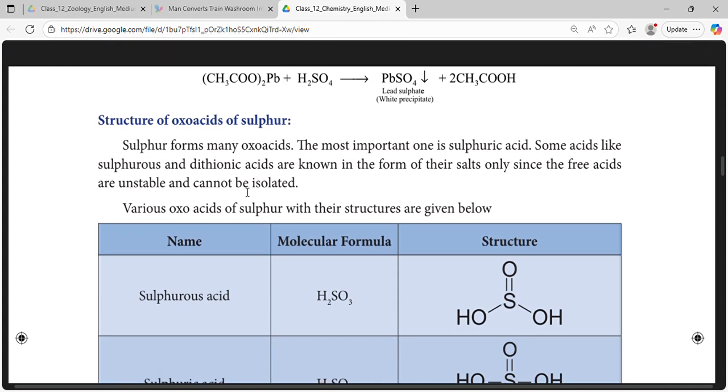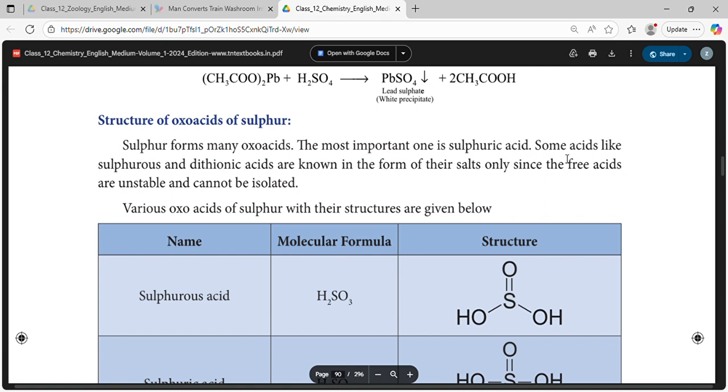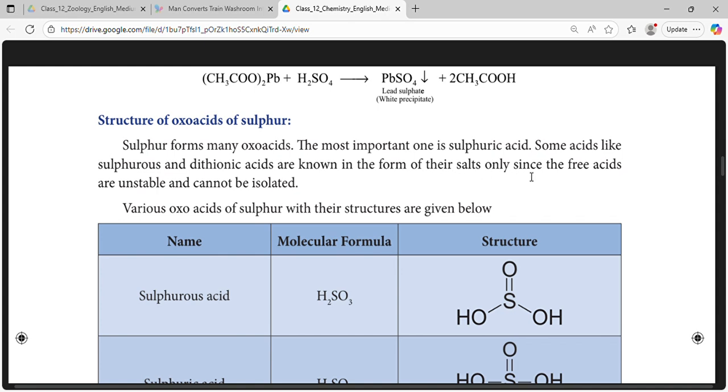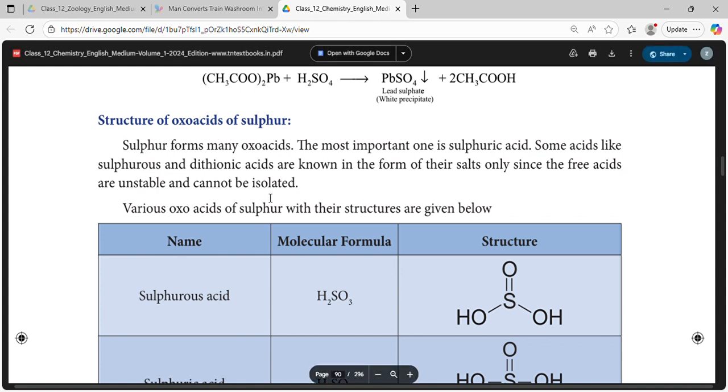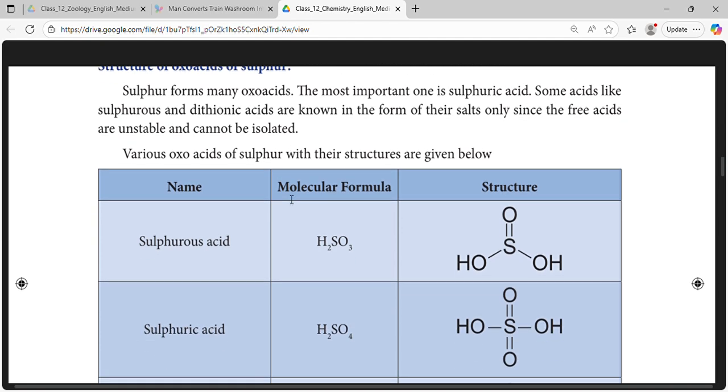Sulfur forms many oxoacids. The most important one is sulfuric acid. Some acids like sulfurous and dithionous acids are used in the form of their salts only, since the free acids are unstable and cannot be isolated.